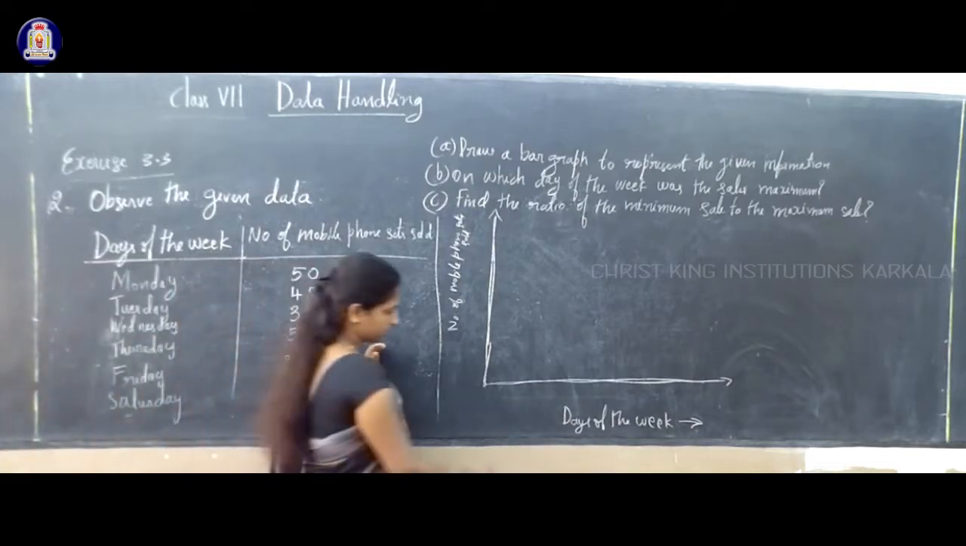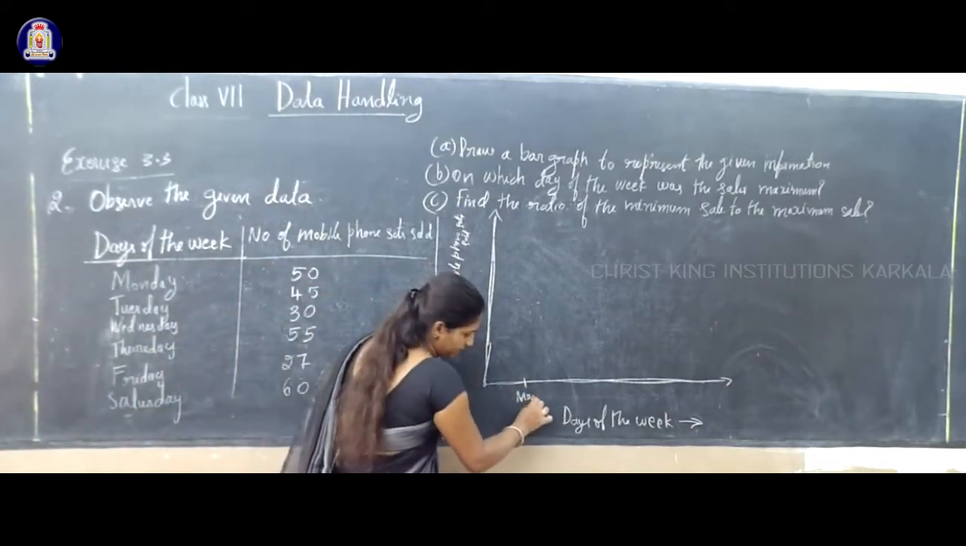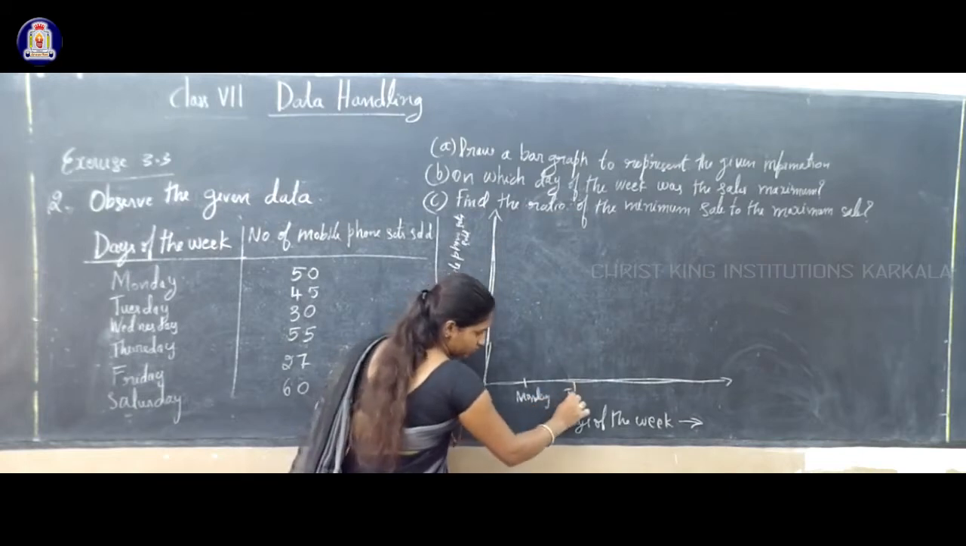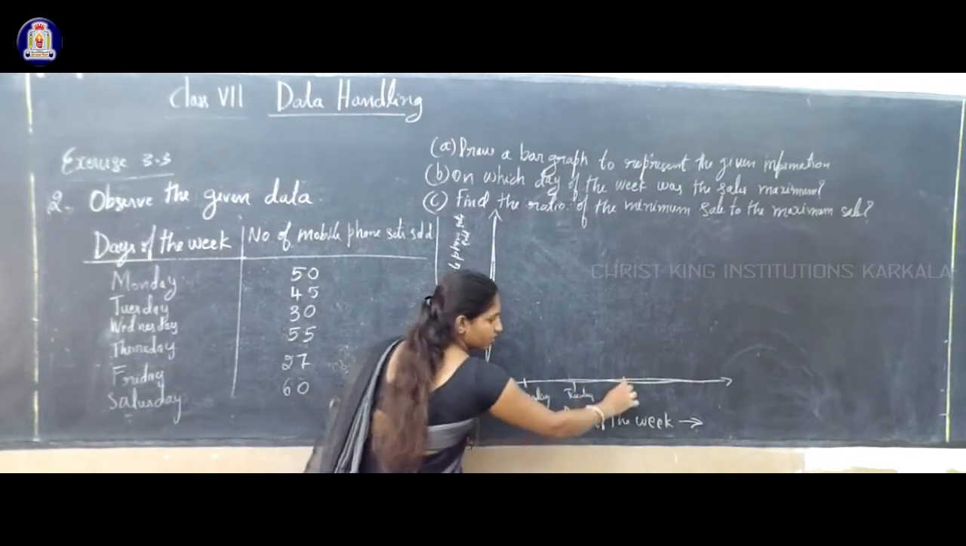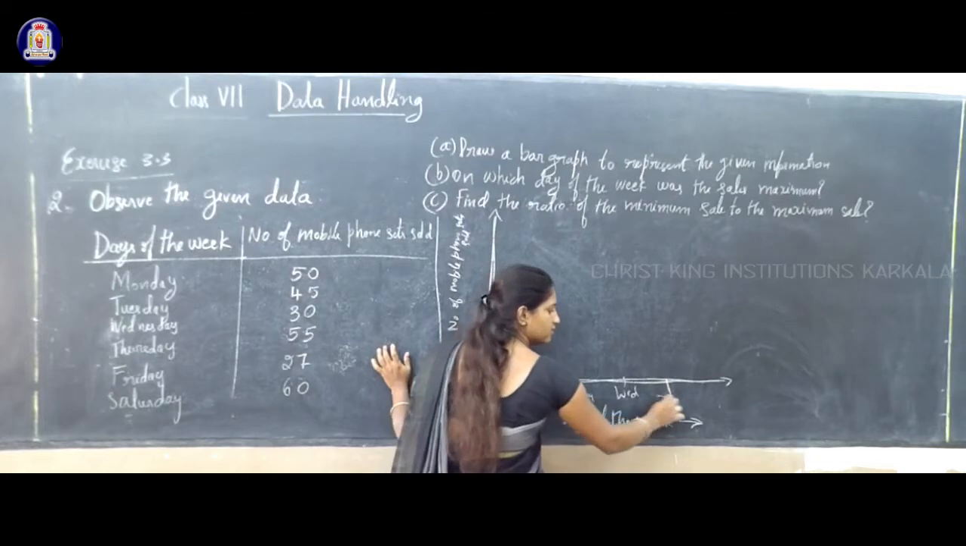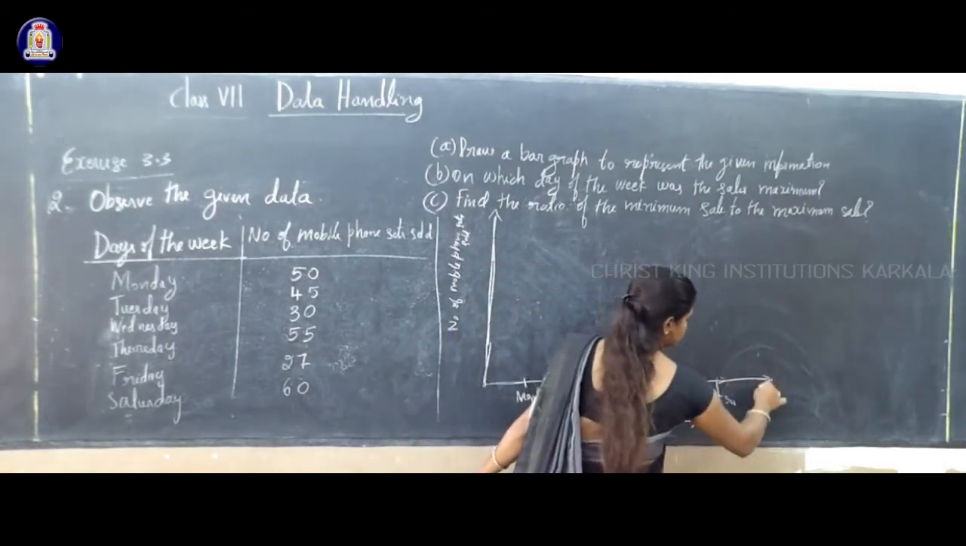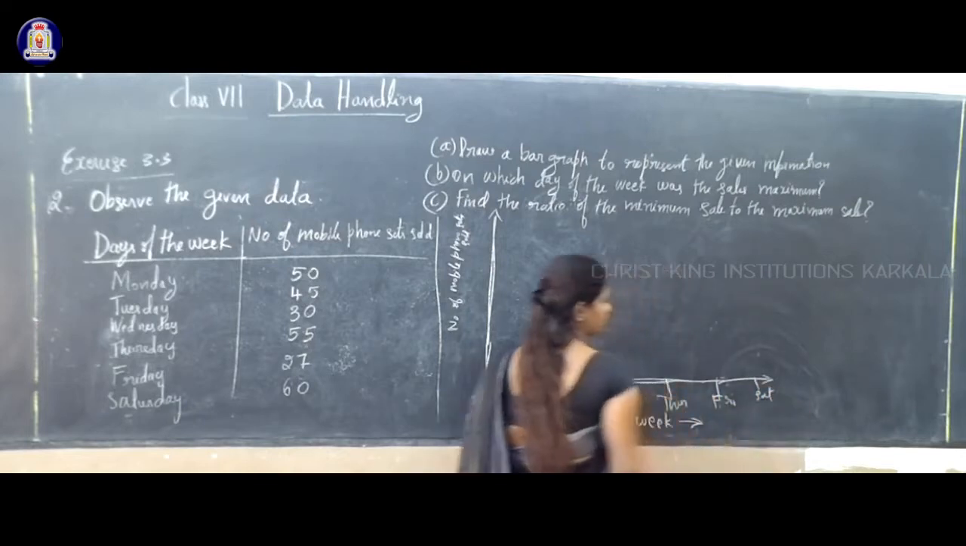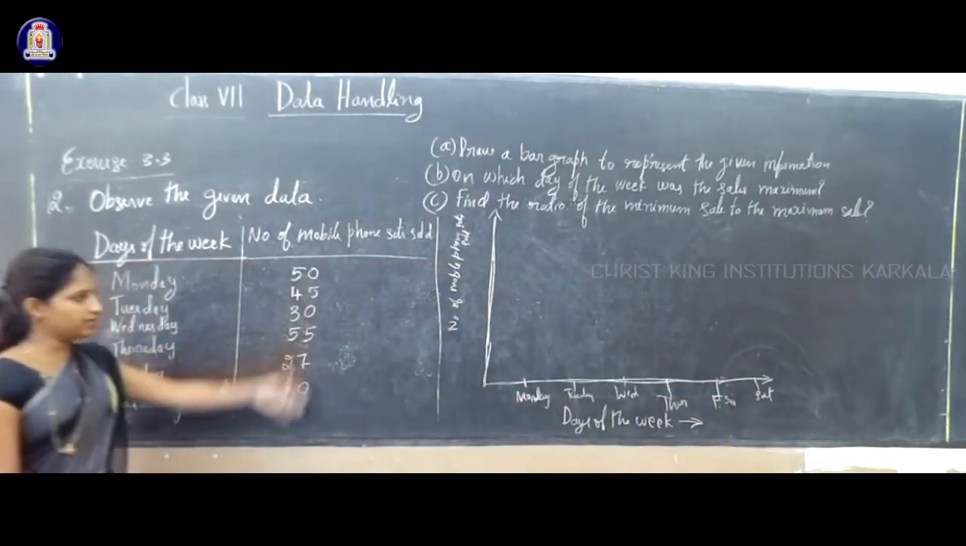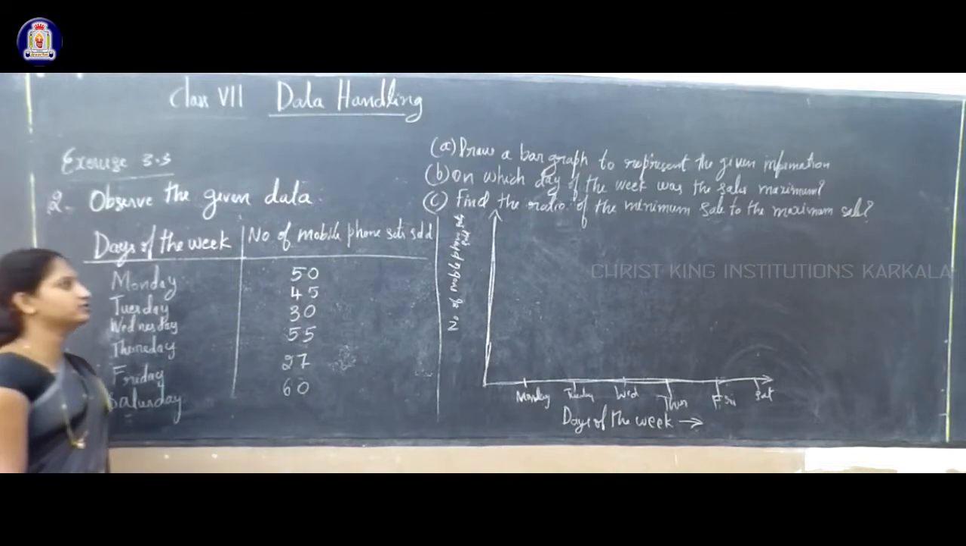First is given Monday right here. Monday, Tuesday, Wednesday, Thursday, and Friday. Then one more, Saturday. Right? So that you have to write. Next, in the vertical column, the number of mobile phones that are sold.